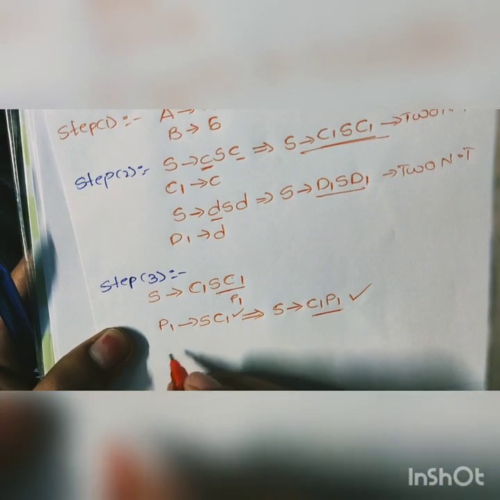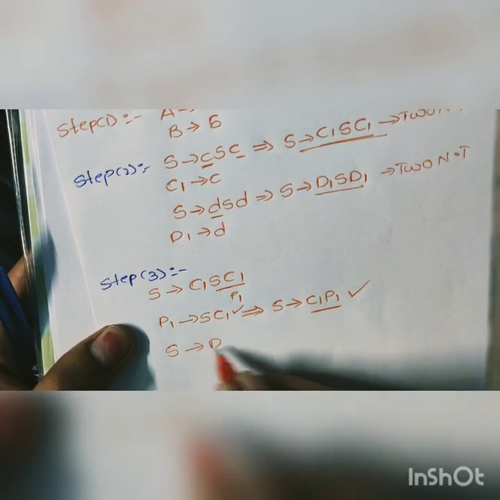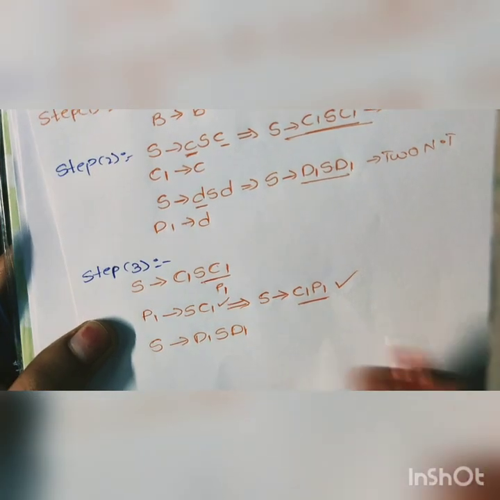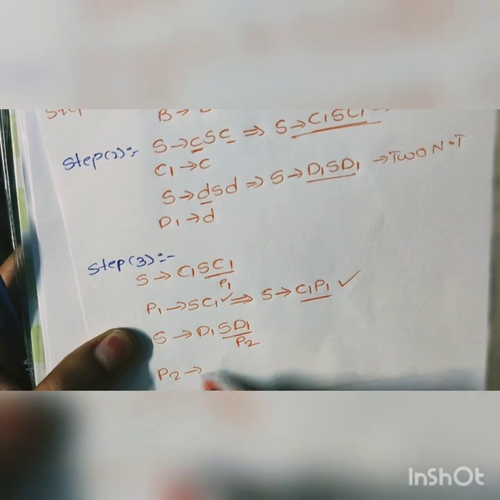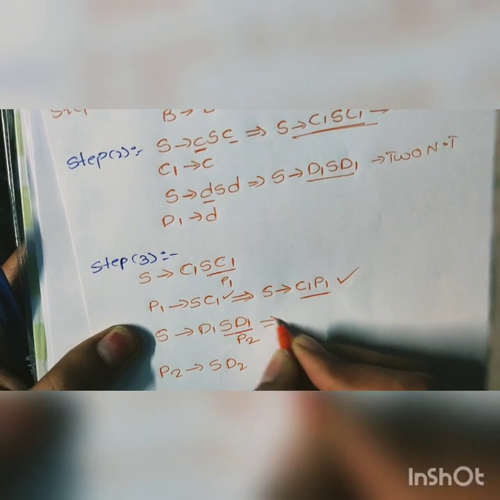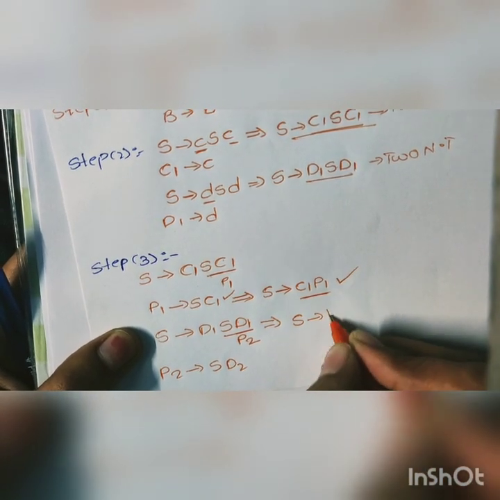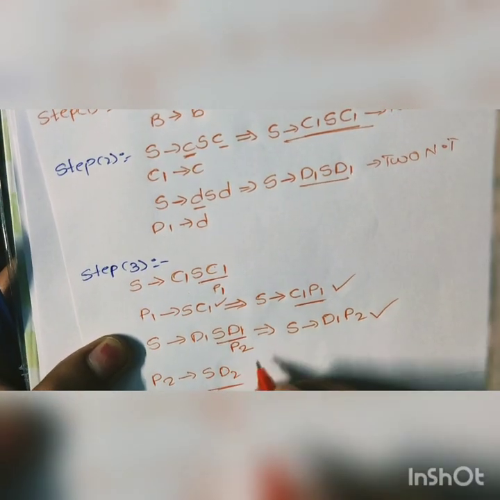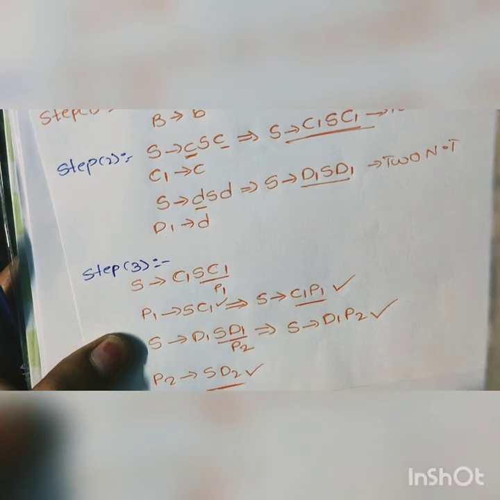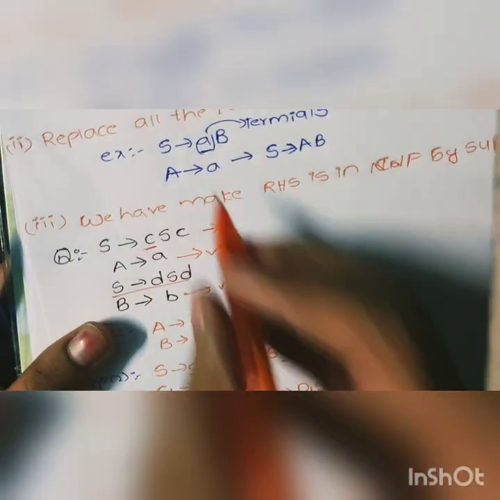And the next production, S tends to D1 S D1, and I am interested in substituting it with P2. P2 tends to S D1. Now this production becomes S tends to D1 P2. This is in CNF, and when we compare this production, this is also in CNF. So the overall production will be in the CNF form.